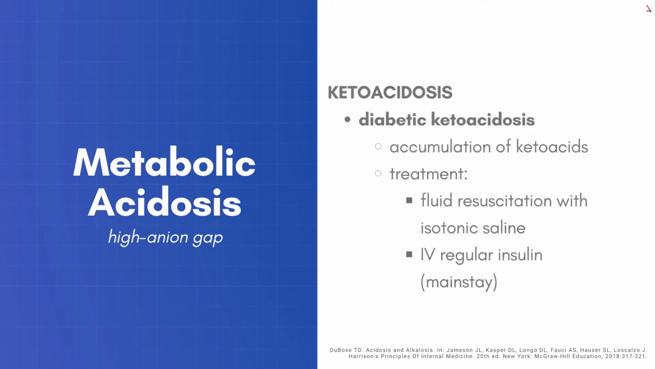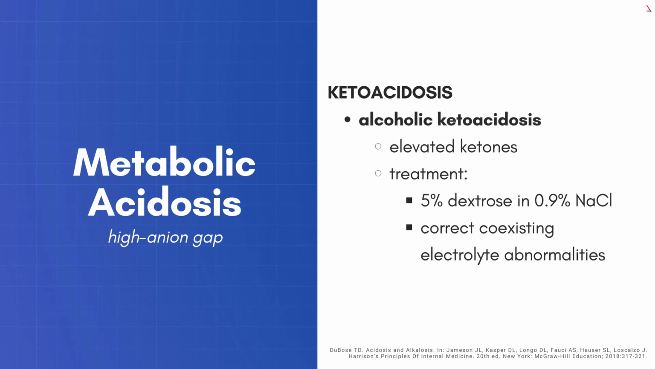The next is ketoacidosis. In diabetic ketoacidosis, there is increased fatty acid metabolism and accumulation of keto acids. This occurs in insulin-dependent diabetes mellitus patients in association with cessation of insulin or an intercurrent illness, which increases insulin requirements. This is most often accompanied by hyperglycemia. So the treatment for diabetic ketoacidosis is fluid resuscitation with isotonic saline, since typically patients are volume depleted, but the mainstay therapy is IV regular insulin.